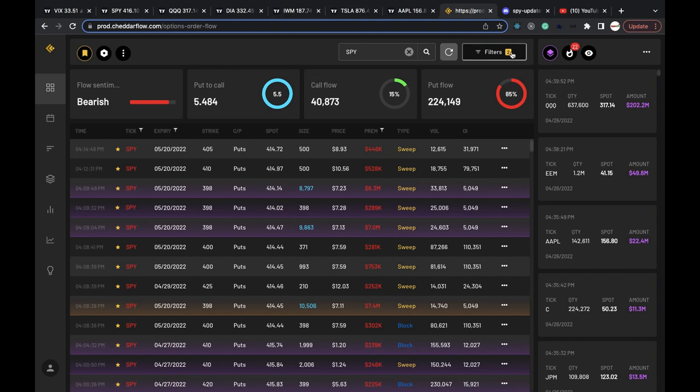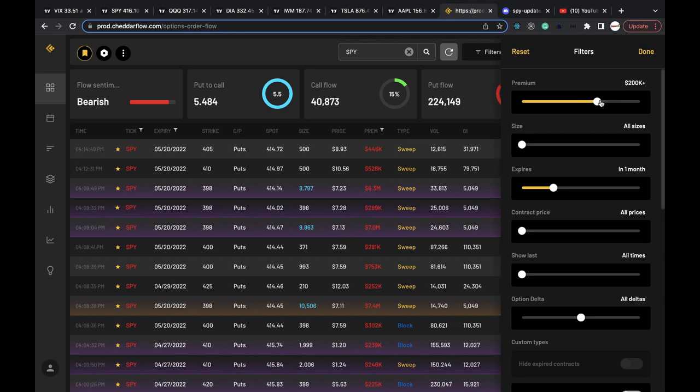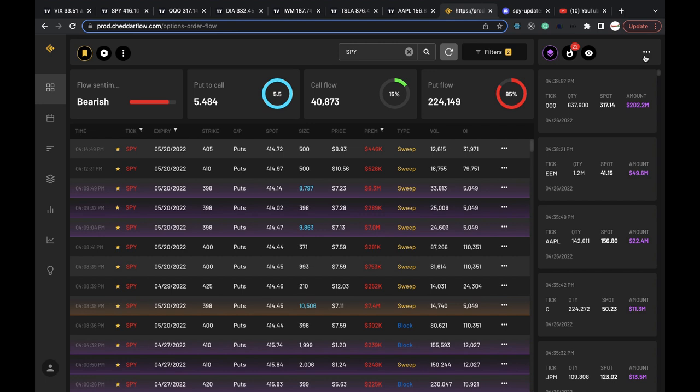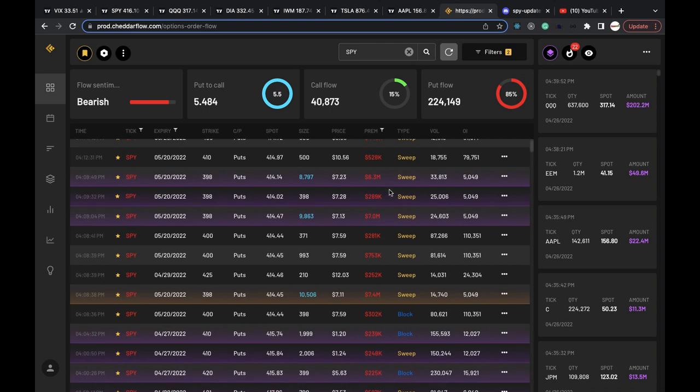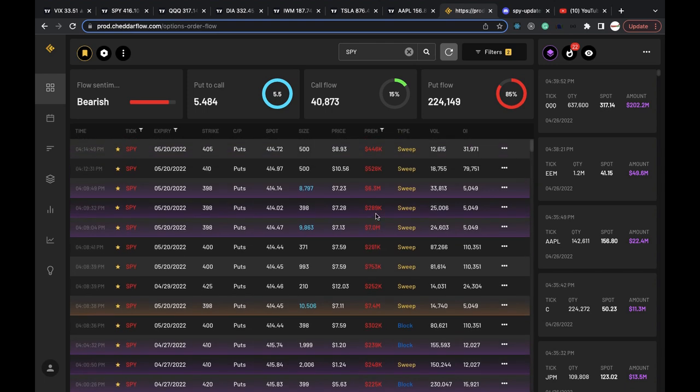Extremely bearish. I have it filtered for 200k premiums and above because I want to see what the big money's doing, and I have the expiration dates for these contracts within 1 month, because I want to see how the big money's feeling short term, because I am a short term trader, and it's very bearish. Towards the end of the day, we see some big money coming in.